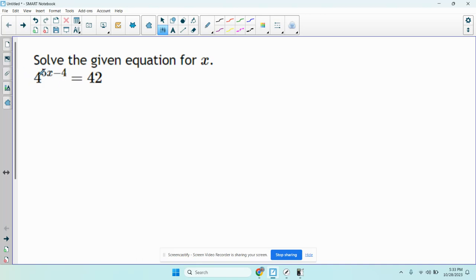All right, so we have this equation 4 to the 5x minus 4 equals 42. Well, if I could write 42 as a base with a base of 4, this would be rather easy, right? Like if this was 16 instead of 42, I could say 4 to the 5x minus 4 equals 4 squared. So obviously 5x minus 4 equals 2, and I could solve it that way.